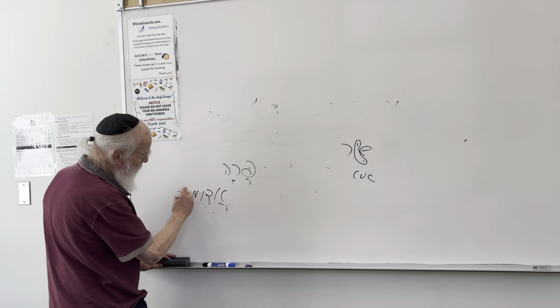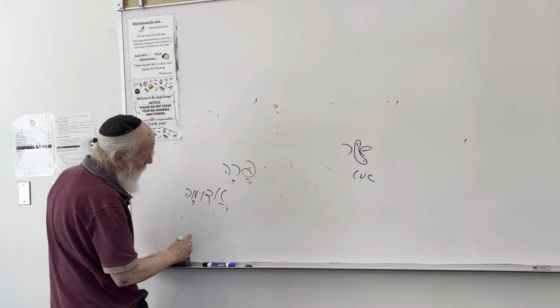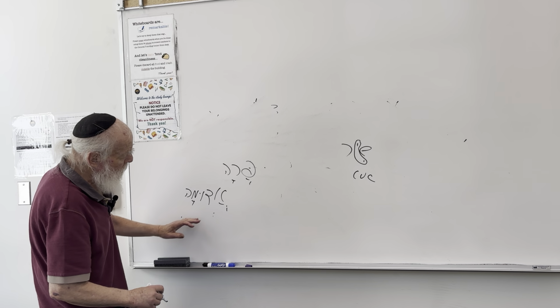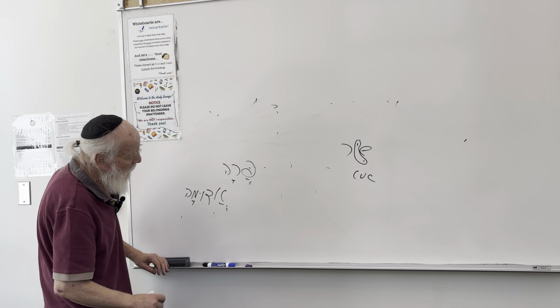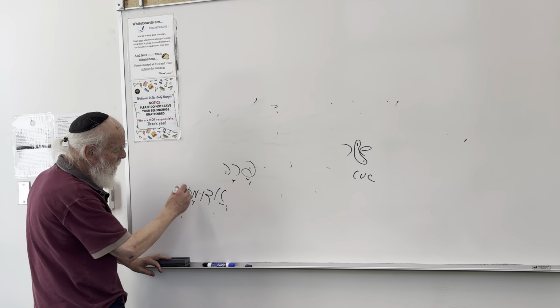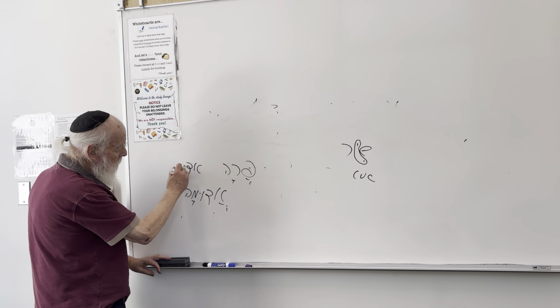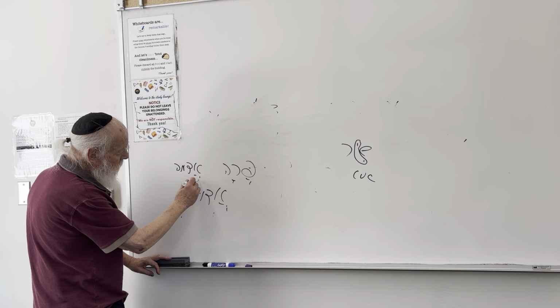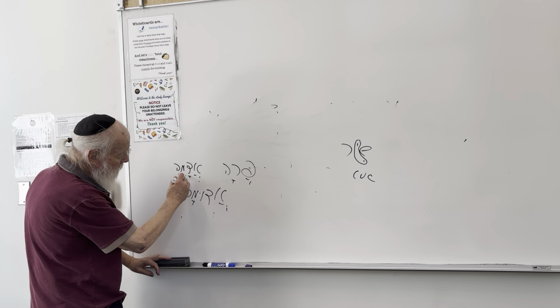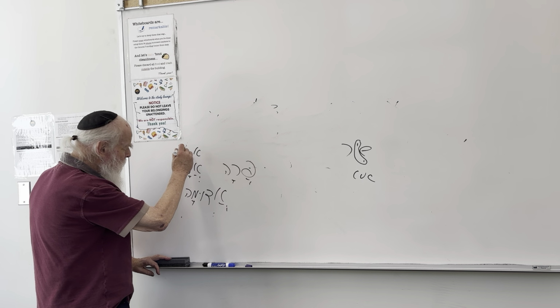I'll spell it this way. Aduma, like from Adama, the ground? The word Adumah is red. Yes, you can see the word Adamah, red earth. There is a connection with the word Adom.